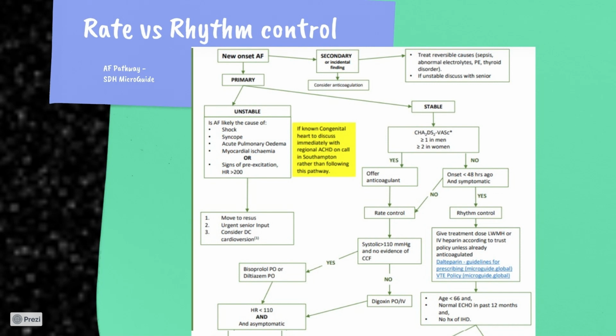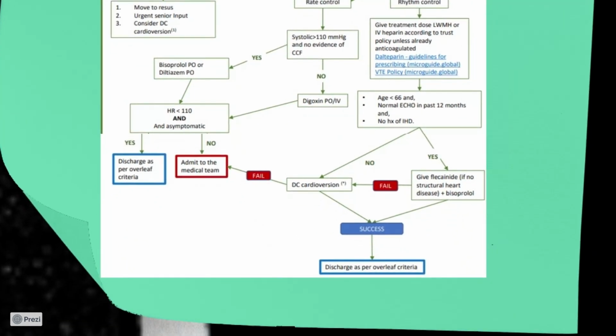For rhythm control, we'd only ever consider this if the onset of symptoms is less than 48 hours ago and the patient was symptomatic. This is because the longer you have AF, the higher risk you have of having a stroke, and we know that the highest risk of having a stroke is when we cardiovert you out of atrial fibrillation, essentially because a clot will fire off at that moment. Therefore, for rhythm control, it's important that we make sure patients have had less than 48 hours of symptoms, and we also give them a low-weight molecular heparin to minimise their stroke risk.